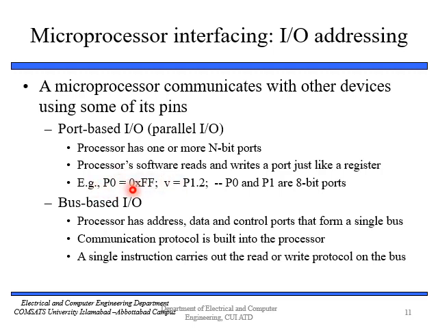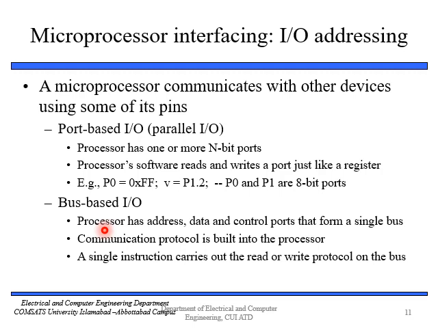P0 is equal to 0xFF. It means 255. So we are putting this value on the port P0, and this is like v equals P1.2, so we are defining port 1 pin 2 as equal to v. P0 and P1 are 8-bit ports. So we read and write on a port just like a register. Whereas in bus-based I/O, the processor has address, data and control ports. So we have all kinds of ports that form a single bus.